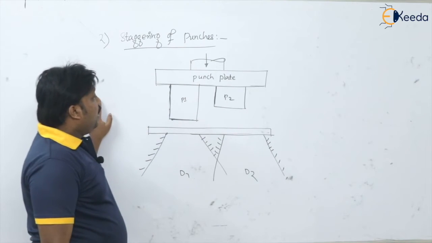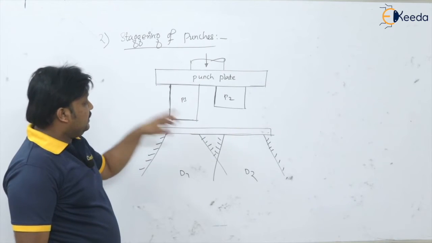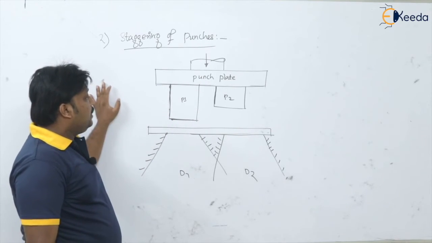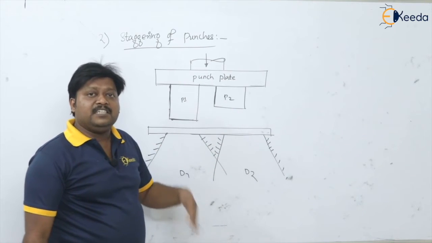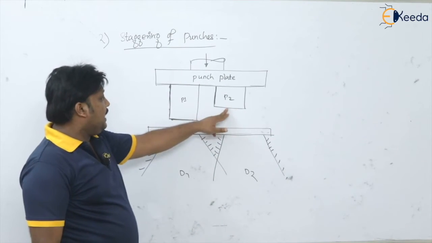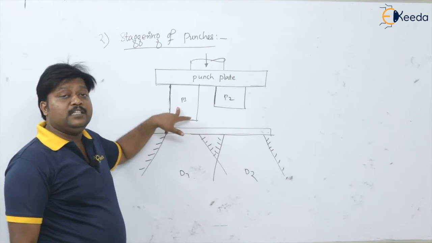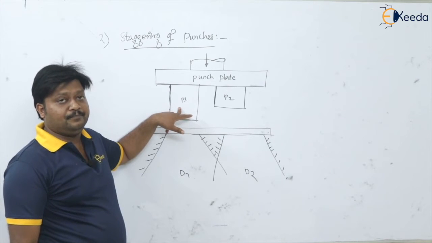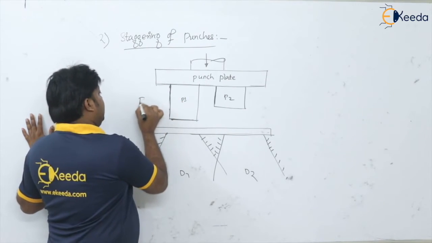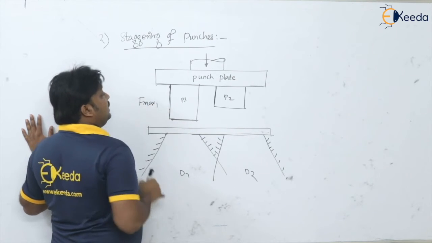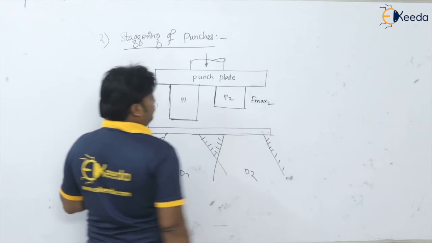So what will happen when this punch is going to apply the force onto this sheet or the stock? Here punch 2 will start its work by the time punch 1 is going to finish its work. Okay, see here, say the force applied by punch 1 is F max 1 and the force applied by punch 2 is F max 2.